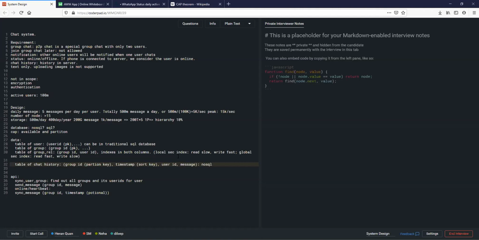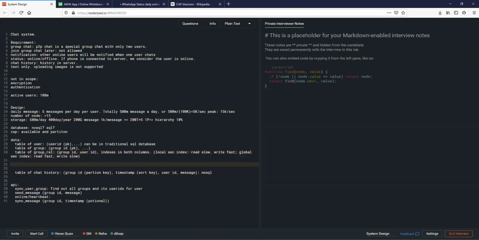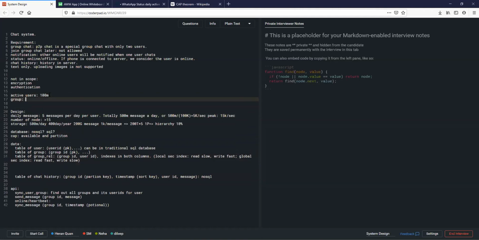To me, that sounds good. For the group relation, how many users do we have? We have 100 million users, and let's say each of them has 5 groups. So we have 100 million users, each with 5 groups on average, that's around 1 giga items. And that's pretty a lot.